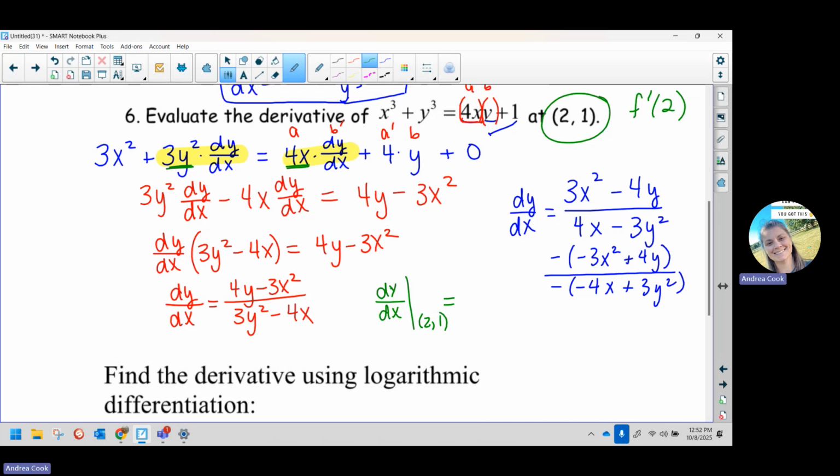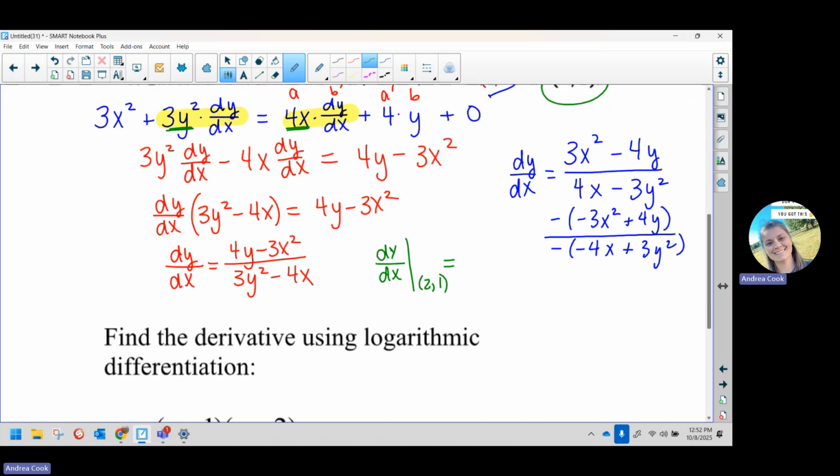I have to use that because my derivatives have x's and y's. And now I'm just going to substitute in. So 4 times 1 minus 3 times 2 squared, over 3 times 1 squared minus 4 times 2. And somebody tell me what that is? 4 minus 12 over 3 minus 8, so negative 8 over negative 5. So 8 over 5.